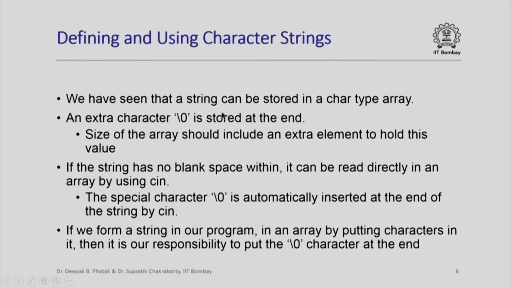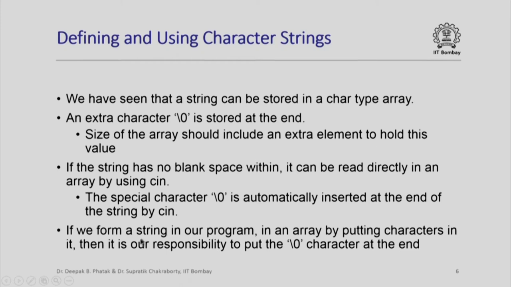We have seen already that a string can be stored in a char type array. We note that an extra character, backslash 0, which is actually an absolute 0 value, is stored at the end of such a string. Obviously, the size of the array which we define to hold a string must contain an additional element to hold this extra value. If the string does not have a blank space within, we can actually read that string directly in an array using our cin statement. The special character backslash 0 is automatically inserted by the compiler at the end of the string read by cin.